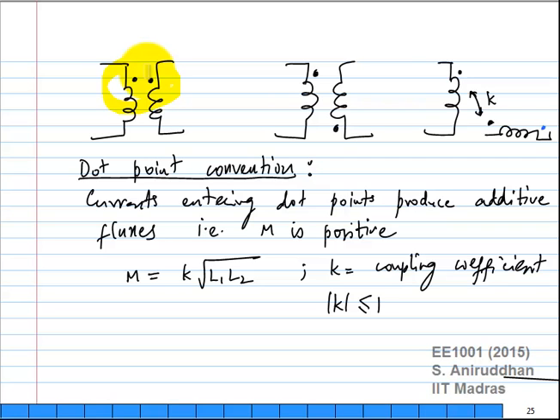If your variable is I1 entering one dot point and I2 leaving the other dot point, you have to assume that M is negative. Is that clear? The important thing is to be self-consistent.